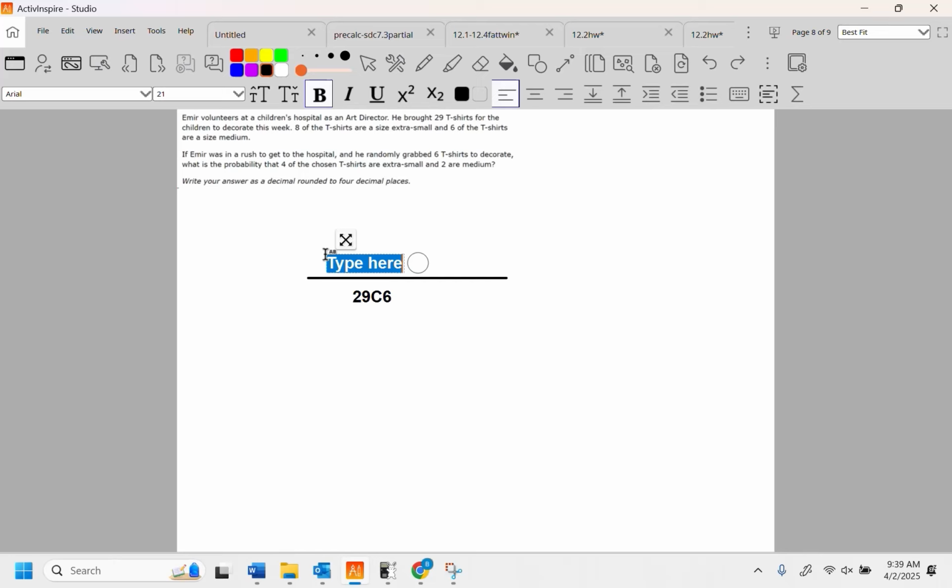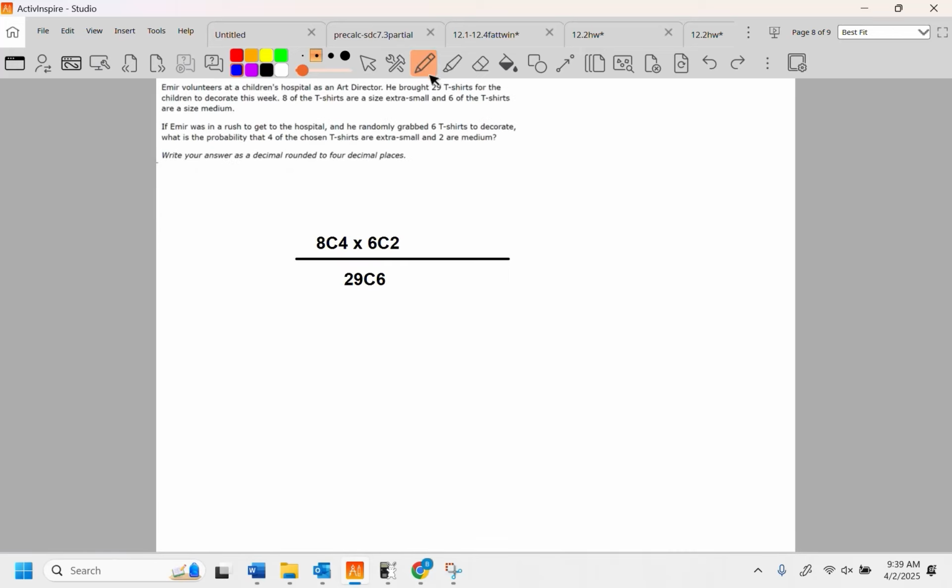The top you got to think about, 4 are extra small, okay? There were 8 extra small shirts, 8 choose 4. And it says the word and, which means times. 2 are medium. There were 6 mediums, 6C2. Now, if you take 4 and 2 and add them together, you get that 6. See it? 4 plus 2 is 6. That's important. Those things have to line up.